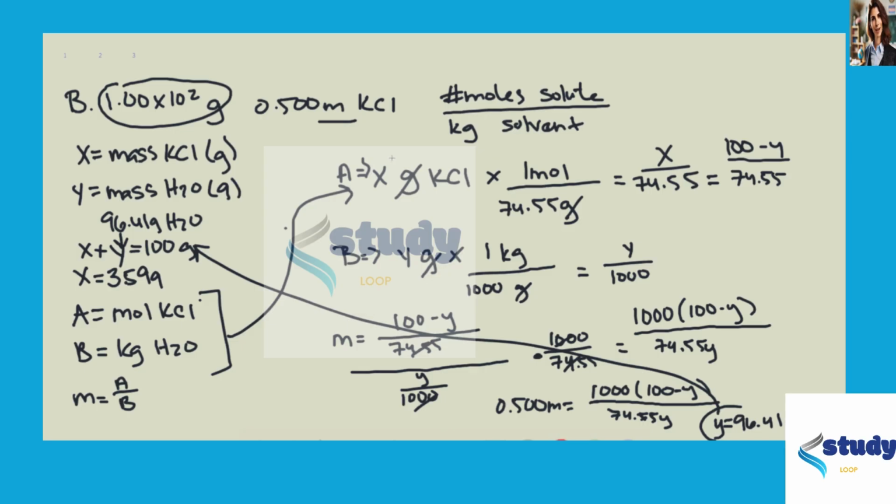So what this means in terms of describing how to make this solution is that to make a 0.5 molal potassium chloride solution, we have to mix 3.59 grams of potassium chloride with 96.41 grams of water.